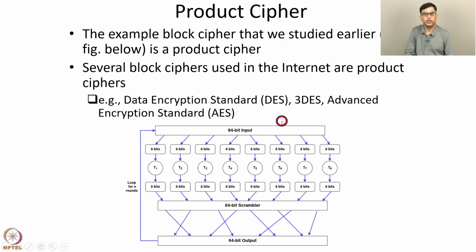So in summary, we discussed several kinds of symmetric key ciphers. For example, we discussed Caesar cipher, then monoalphabetic cipher, polyalphabetic cipher, and then block cipher. Modern ciphers used in the internet are product ciphers, and popular examples are DES, 3DES, and AES.